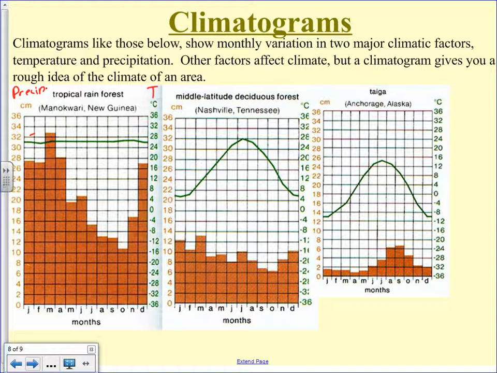Now, this is Manokwari, New Guinea, basically right on the equator. What do we notice about the temperature here in New Guinea? This is the temperature. Pretty constant, right? Hardly ever changes, because where is it? It's right on the equator. It gets the same amount of sunshine all year long. Its amount and intensity of sunlight don't change, so its temperature isn't going to change either. So it's going to be between 24 and 28 degrees Celsius basically every day.